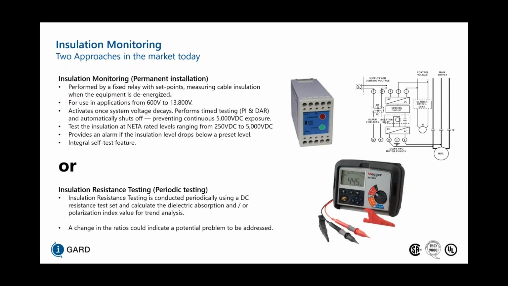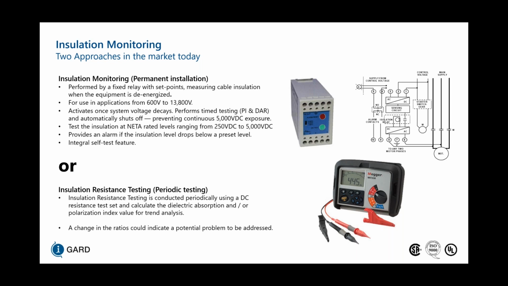So the two approaches in the market today are to have a fixed relay with set points measuring cable insulation when the equipment is de-energized. So this is insulation monitoring, and it's usually a permanent installation. The applications that we involve ourselves in are between 600 volts and 13.8 kV. The test activates once the system voltage decays and performs timed testing on the PI and DAR, and automatically shuts off, preventing that continuous 5,000 volt DC exposure.